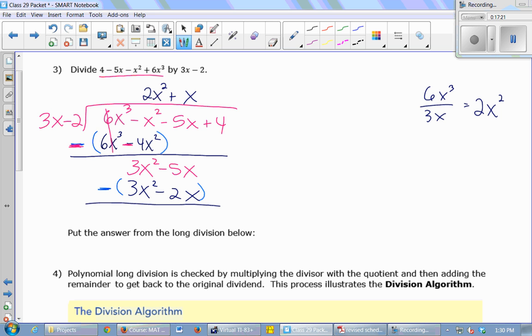Okay, so 3x squared minus 3x squared, those go away. And then you have negative 5x minus negative 2x, negative 3x. Bring down the plus 4.